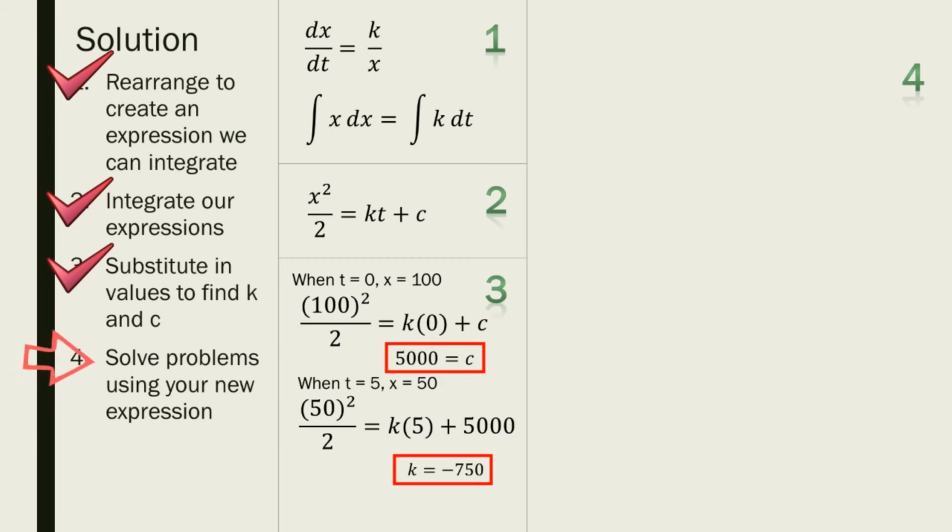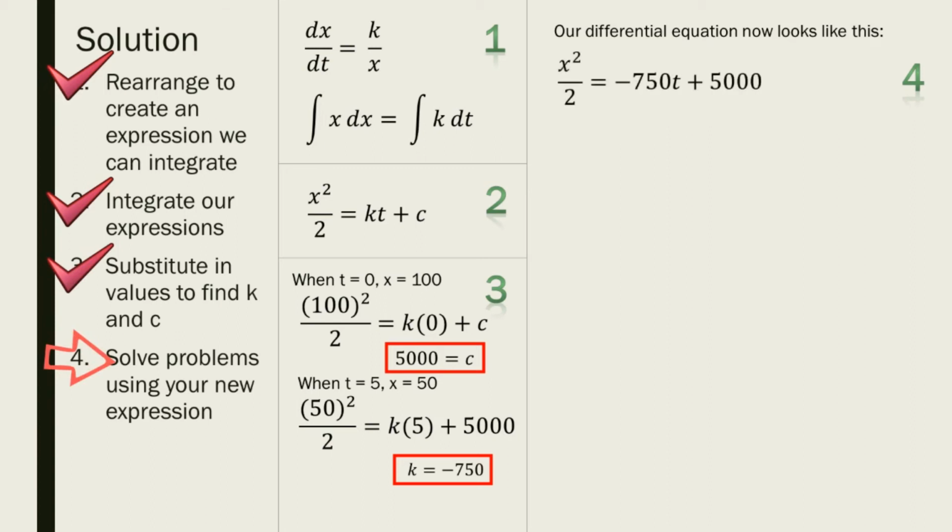With that done, we're just left to solve the expression. Our differential equation looks like this with our values of k and c worked out. We worked out k to be minus 750 and c to be 5,000.